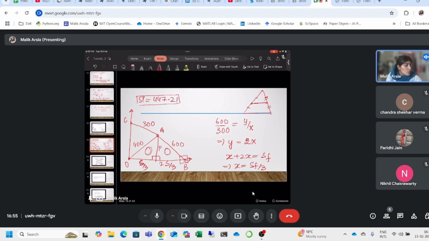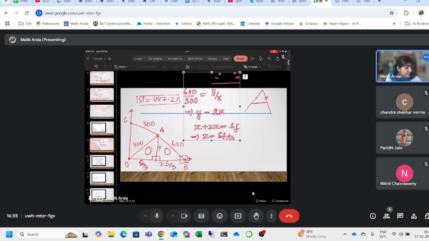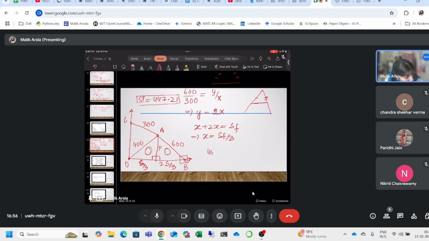Okay, so let me shift this here. Then we can write here, perpendicular square is equal to what? 400 square minus s by 3 whole square, right? It should be equal to what? From this, it should be equal to 600 square minus 2s by 3 whole square.